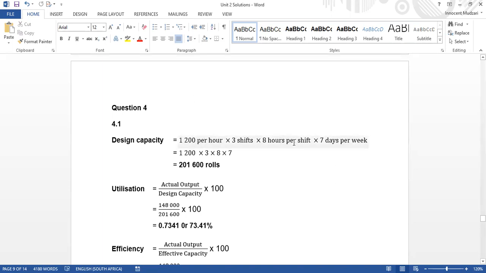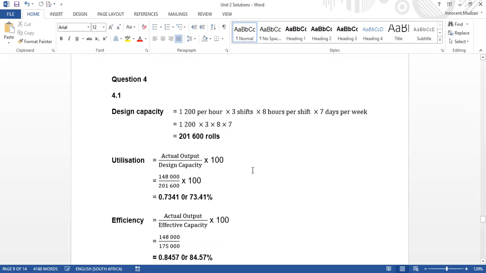This is how we find the design capacity, the total achievable capacity under perfect conditions. 1,200 per hour multiplied by the 3 shifts, multiplied by 8 hours per shift, multiplied by 7 days per week, we get 201,600. Check on your calculators whether my answers are correct. So it's 201,600 rolls. This is the design capacity of the plant.